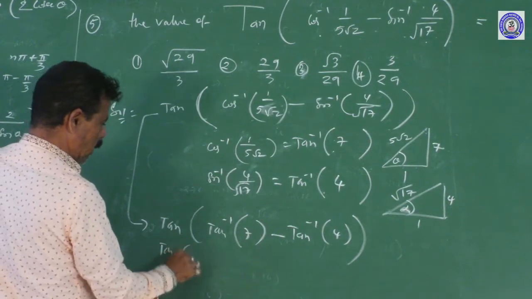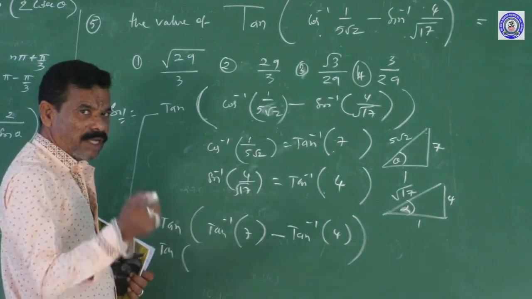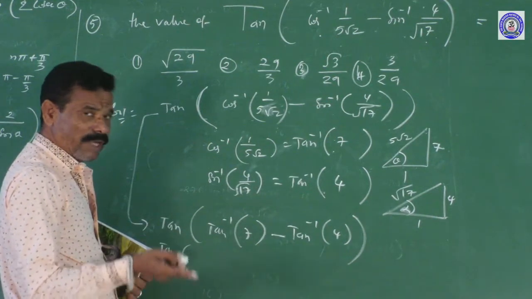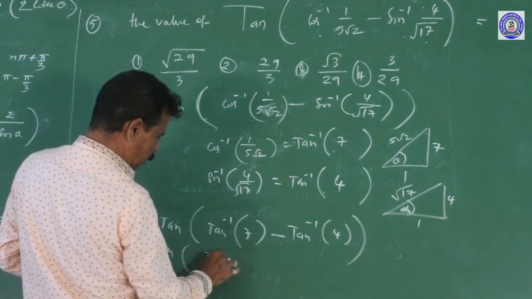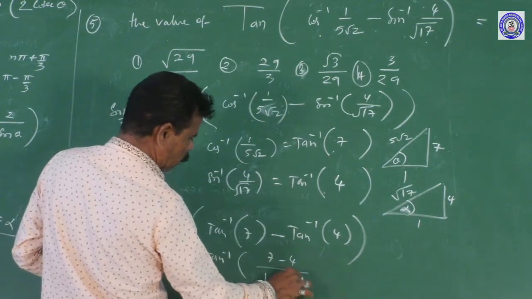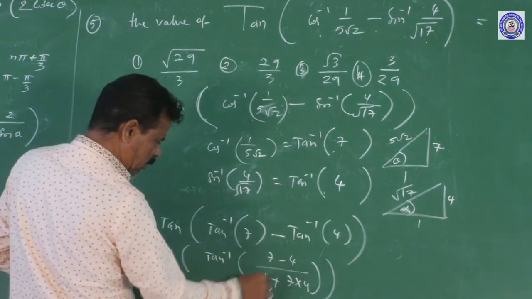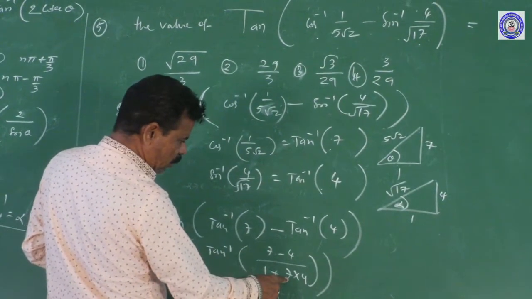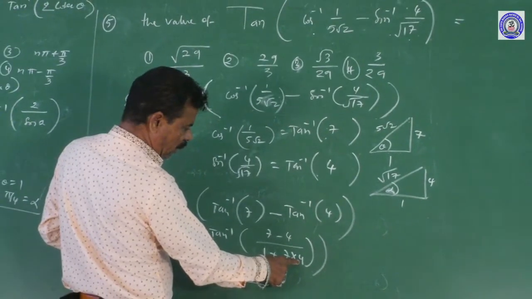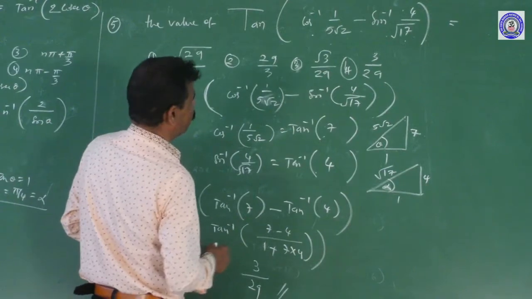Next, this is tan inverse x minus tan inverse y. That formula is tan inverse of x minus y by 1 plus xy. Tan inverse of 7 minus 4 by 1 plus xy. So tan of tan inverse cancelled. This is 3 by, 7 into 4 is 28, plus 1 is 29. So 3 by 29. Fourth option.